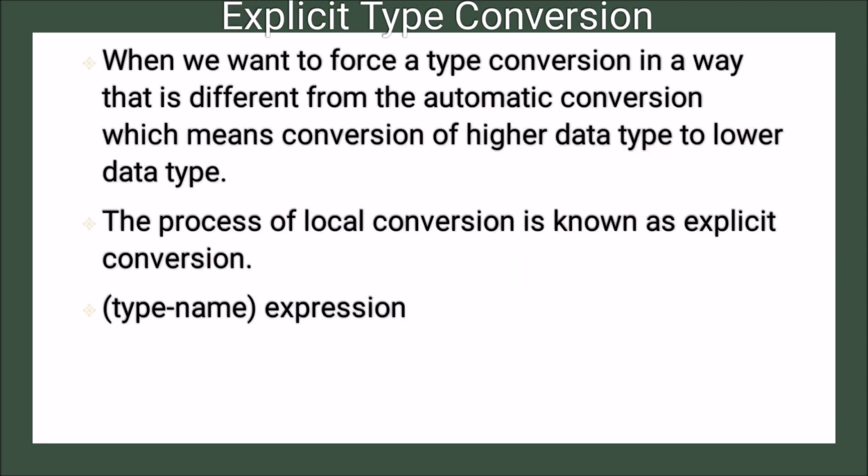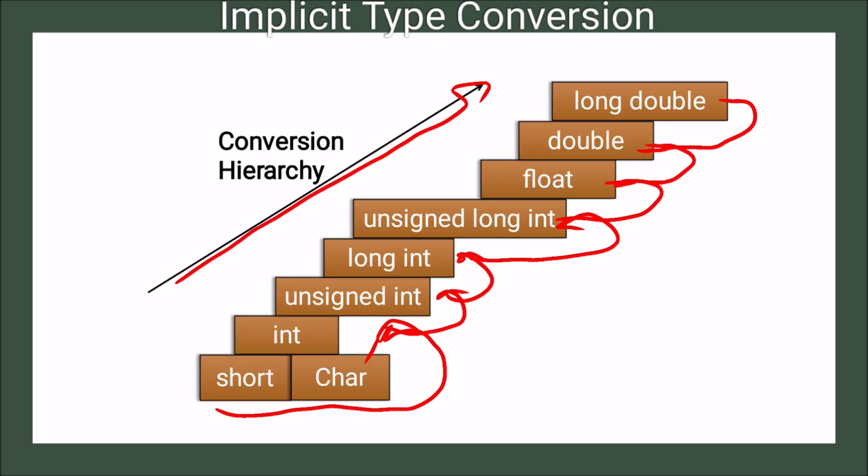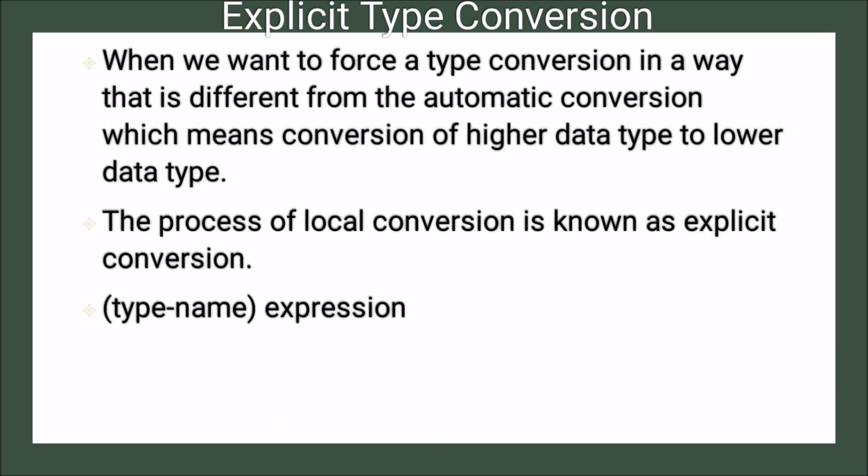The second one is explicit type conversion. This is when we want to force a type conversion in a way that is different from the automatic conversion. The previous one we showed is the automatic type conversion, but now we want to force something different. We don't want to follow this hierarchy. Then what we do is explicit type conversion, and this is different from the automatic conversion.